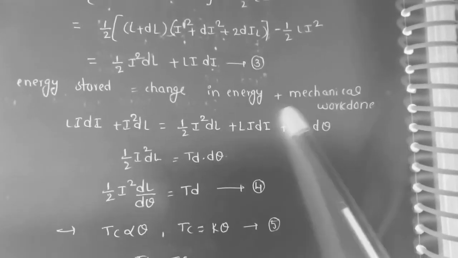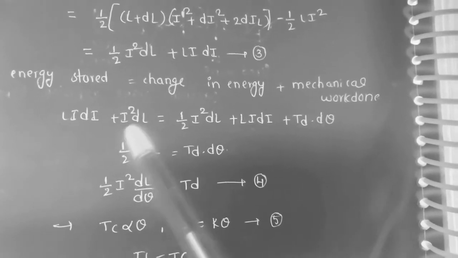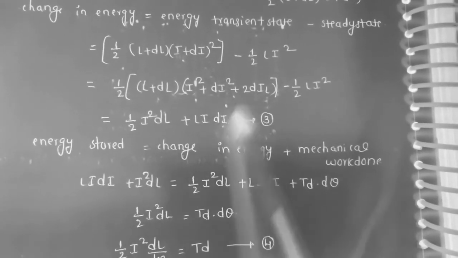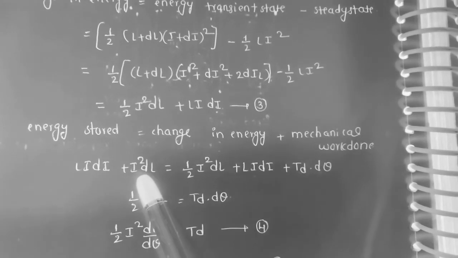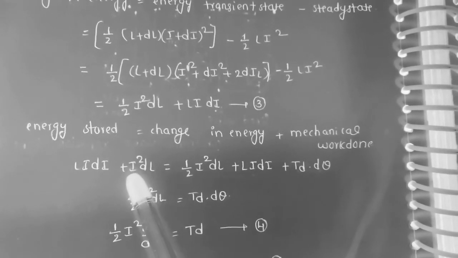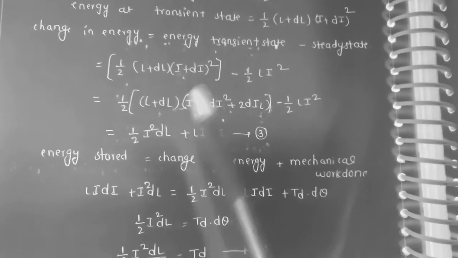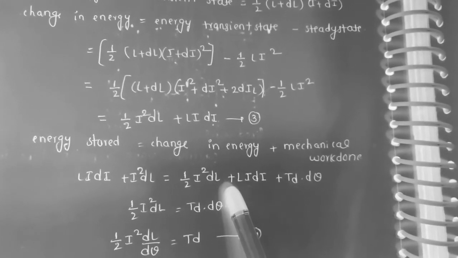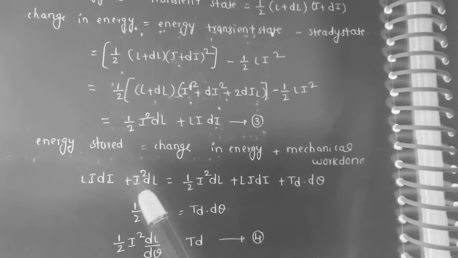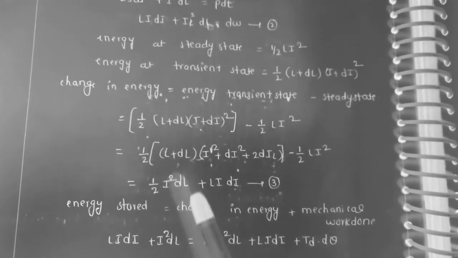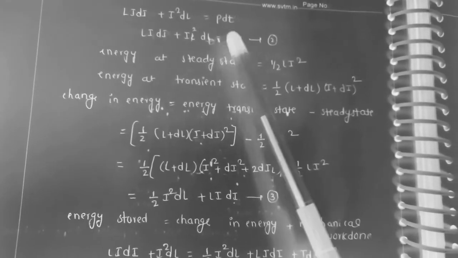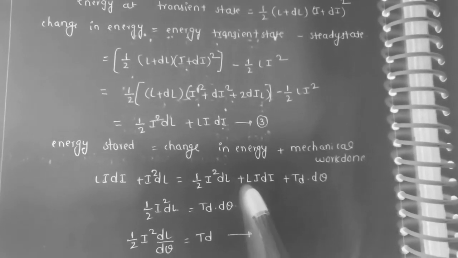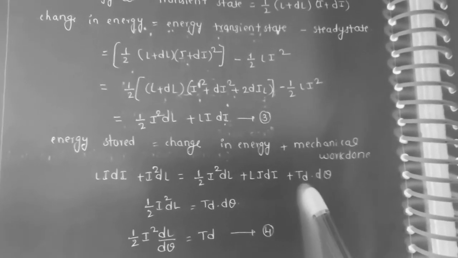Energy stored equals change in energy plus mechanical work done. We substitute the energy stored, which is L I dI plus I square dL. We substitute equation 3 here: change in energy equals half I square dL plus L I dI plus I square dL. This is equation 2 we substituted here. After that, for change in energy we substituted equation 3, and equation 1 for the mechanical work done.